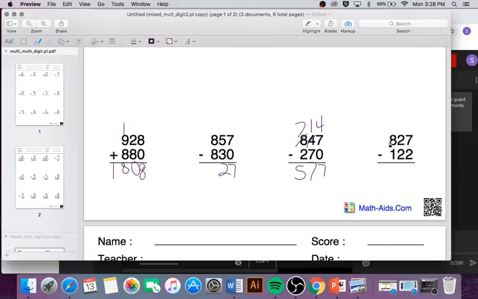Our next one is 827 minus 122. We have 7 minus 2, which is 5. We move over. We have 2 minus 2, which is 0. We move over again. We have 8 minus 1, which is 7. So the answer to 827 minus 122 is 705.